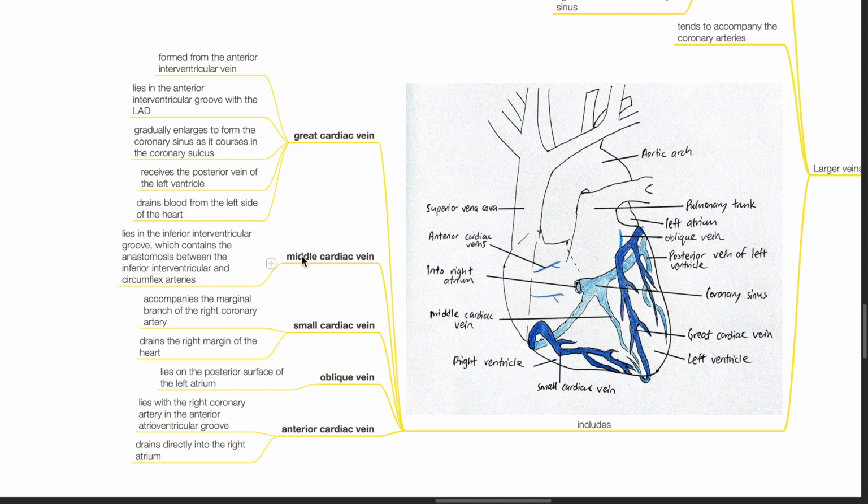The middle cardiac vein lies in the inferior interventricular groove, which contains the anastomosis between the inferior interventricular and circumflex arteries. The small cardiac vein accompanies the marginal branch of the right coronary artery and drains the right margin of the heart. The oblique vein lies on the posterior surface of the left atrium. The anterior cardiac vein lies with the right coronary artery in the anterior atrioventricular groove and drains directly into the right atrium.